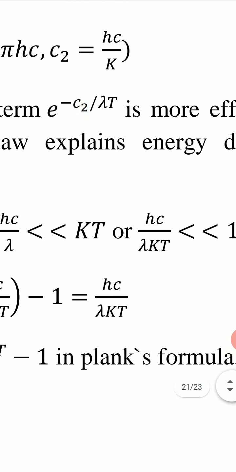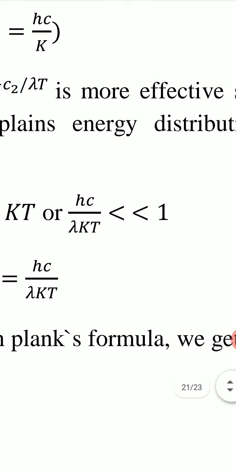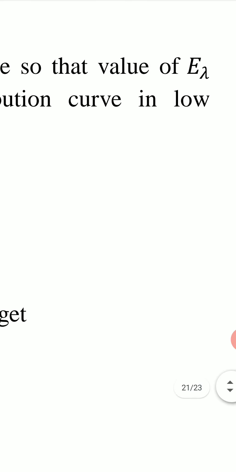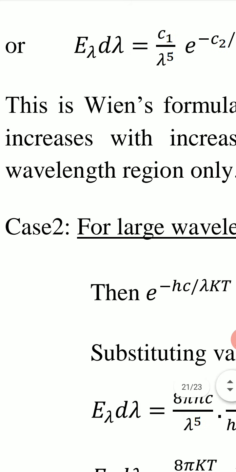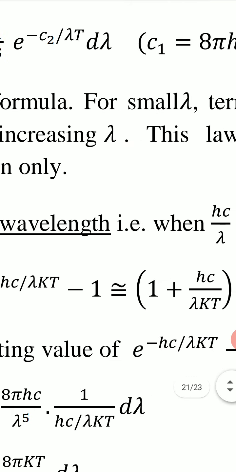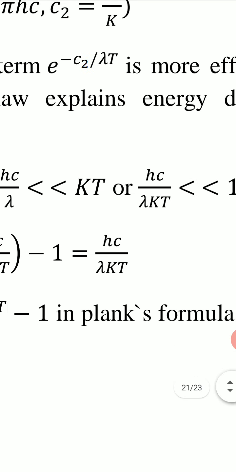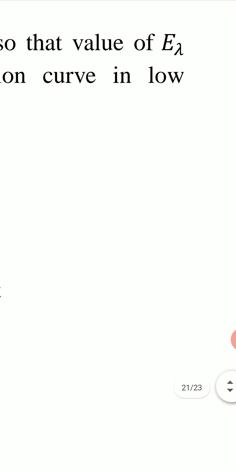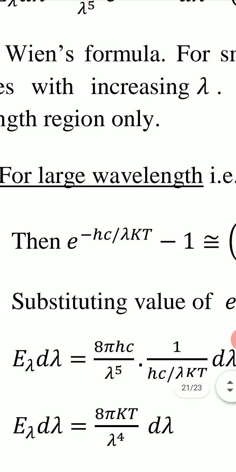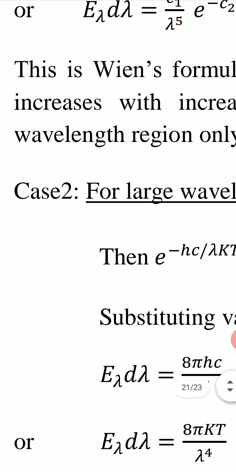The term e to the power minus c2 upon lambda T is more effective, so that the value of E lambda increases with increasing lambda. This law explains the energy distribution curve in the low wavelength region only.